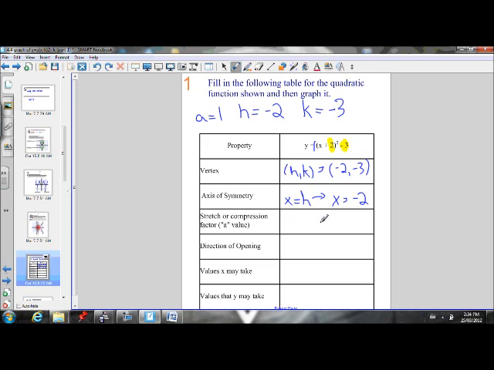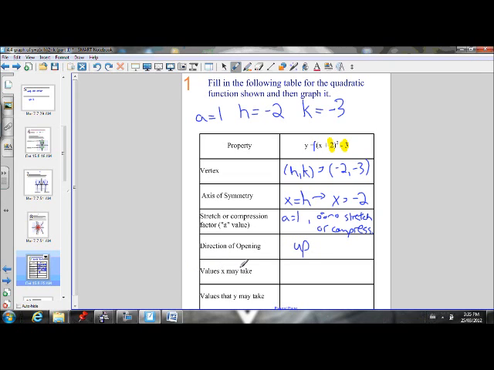Stretch or compression factor. We figured out our a value was 1, so there is no stretch or compression. When we multiply something by 1, it's not going to stretch or compress. It's just going to stay the same. So we are going to answer a equals 1, therefore no stretch or compression. Direction of opening. We know because a is positive, it must open up.